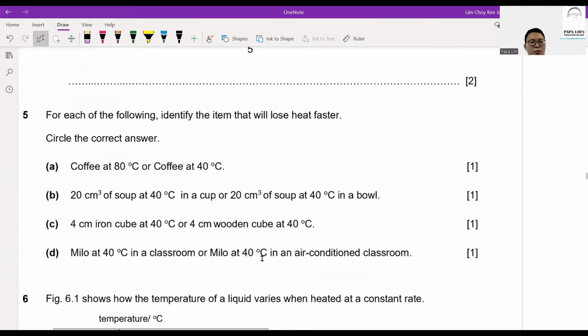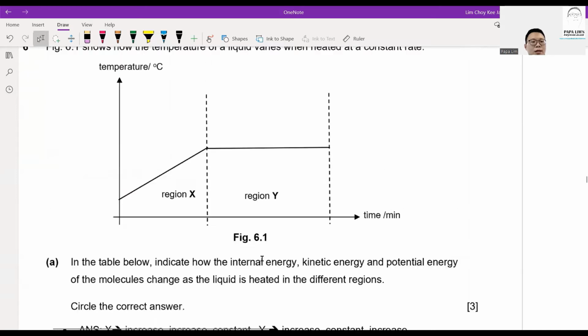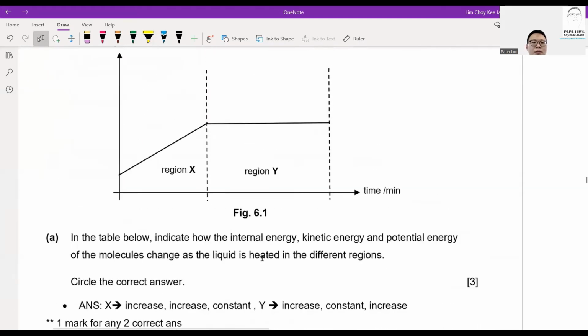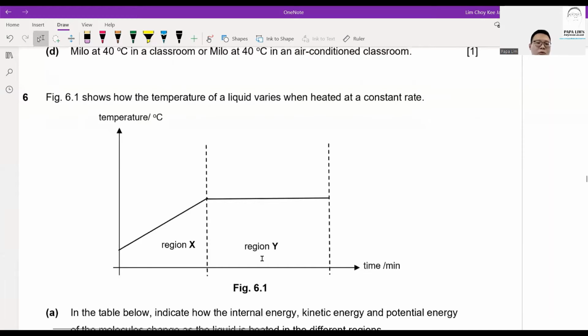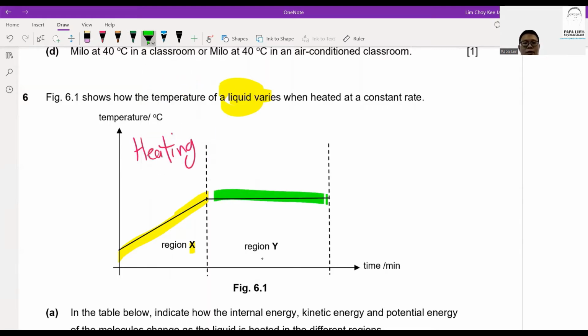Question 5 is straightforward, so I will not dwell too much. Question 6 here we are looking at is a thermal property, melting and heating question. First thing first, the question says it is a liquid. So the moment you say liquid, this is a heating phase. Because it is already a liquid, this particular phase here is not melting. So this one is what we call boiling. How do I know this one is not melting? Because the question says it's a liquid at the beginning.